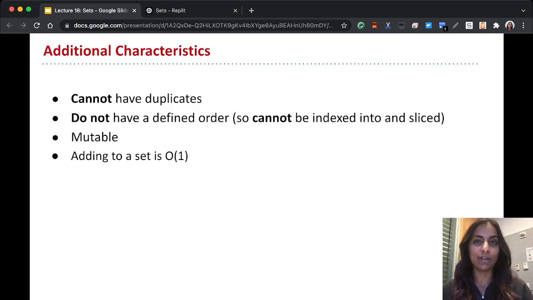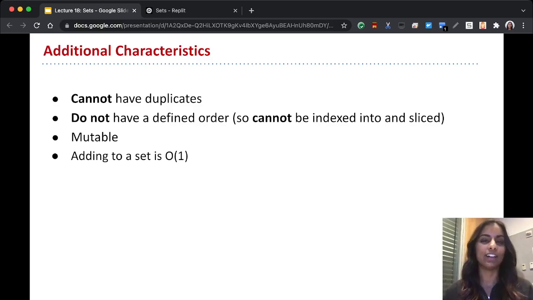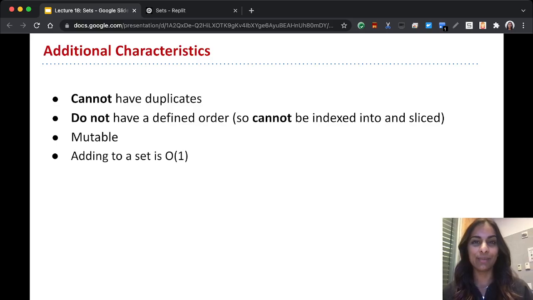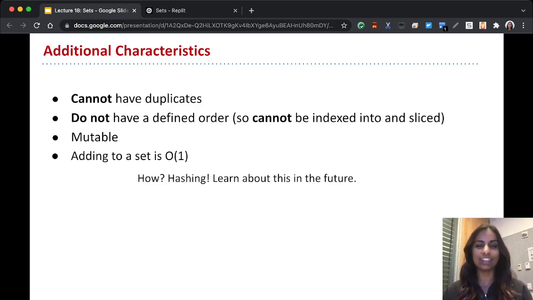And also, something that is good to keep in mind and is pretty beneficial is that adding to a set is O of 1, it's constant time. So if we're adding to a set, it's relatively fast. And you might be asking how. The answer to this is related to hashing, which I probably mentioned a little bit earlier when we were talking about dictionaries. But this is something that will come up in the future, and I wouldn't worry too much about it now for this lecture, but just know that this is a huge pro of adding to a set, and that it's O of 1.